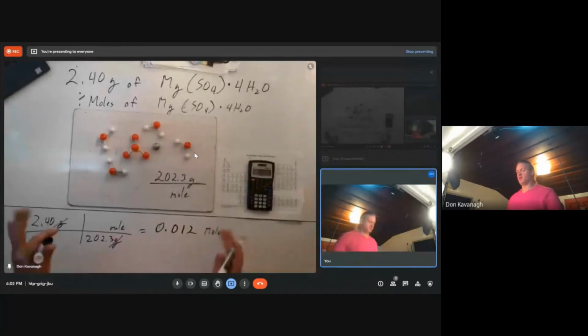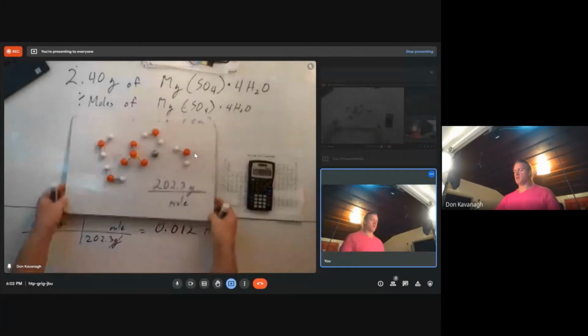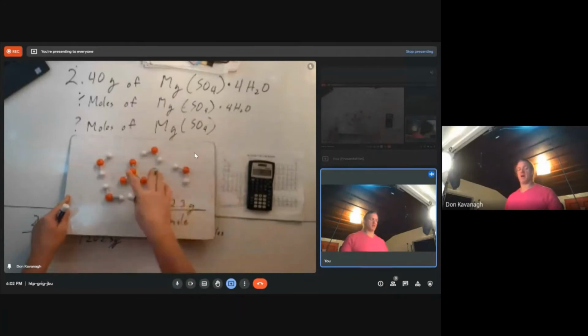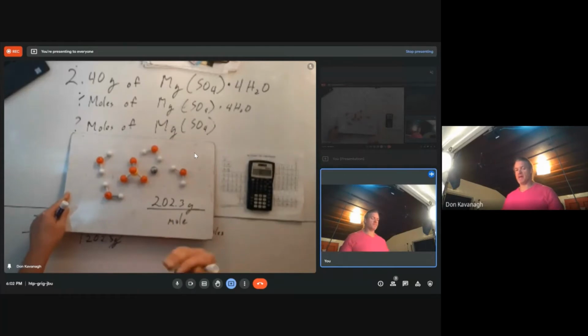What if we just want to know the moles of pure MgSO4 that are present? Consider the following. This is how you buy the compound, magnesium sulfate, and it comes with 4 waters. But you could heat this compound and get rid of the waters, and that's one way to work with it. How many moles of magnesium sulfate would remain if you heated off all the waters?